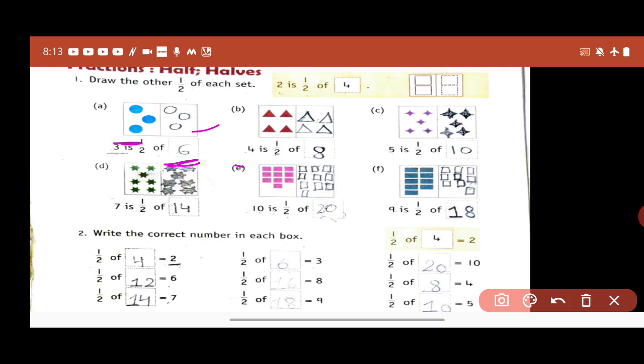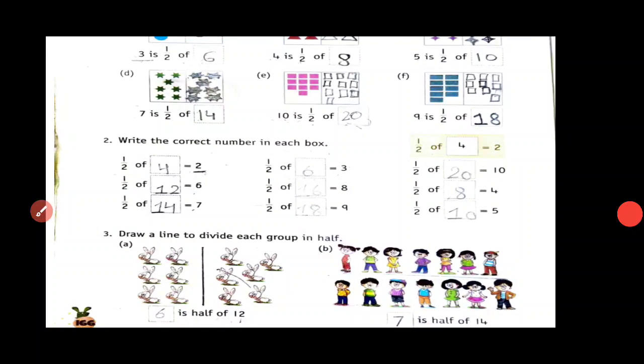Similarly, 4 is half of. Multiply 4 with 2. 4 twos are 8. And we know 4 triangles are made here. We'll be making the next 4 triangles towards the right side. And after multiplying, we will write the answer 8 over here. Isn't it easy, children? Moving on to the next question.